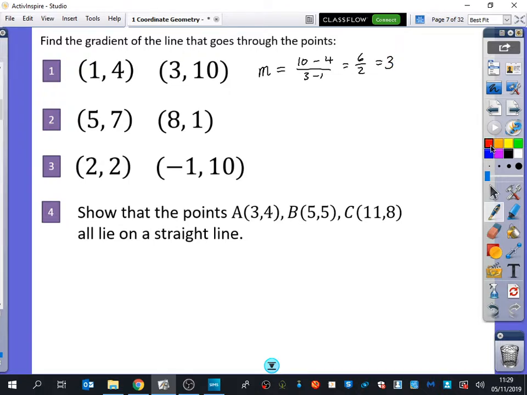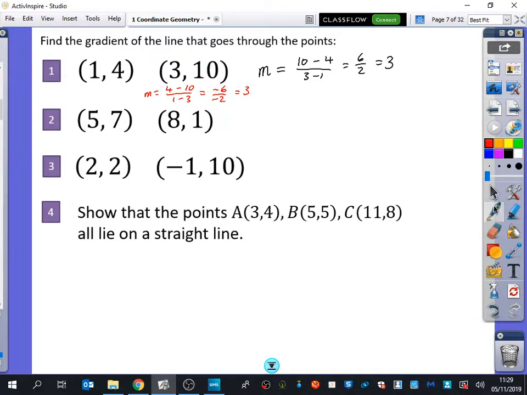Just a quick side note, if you did do it the other way around, if you did the 4 minus 10, and if you did the 1 minus 3, you would get minus 6 over minus 2, but a negative divided by a negative is a positive, so you would still get the same value of the gradient. It doesn't matter if you do this one minus this one or this one minus this one, you still will always get the same values, okay?